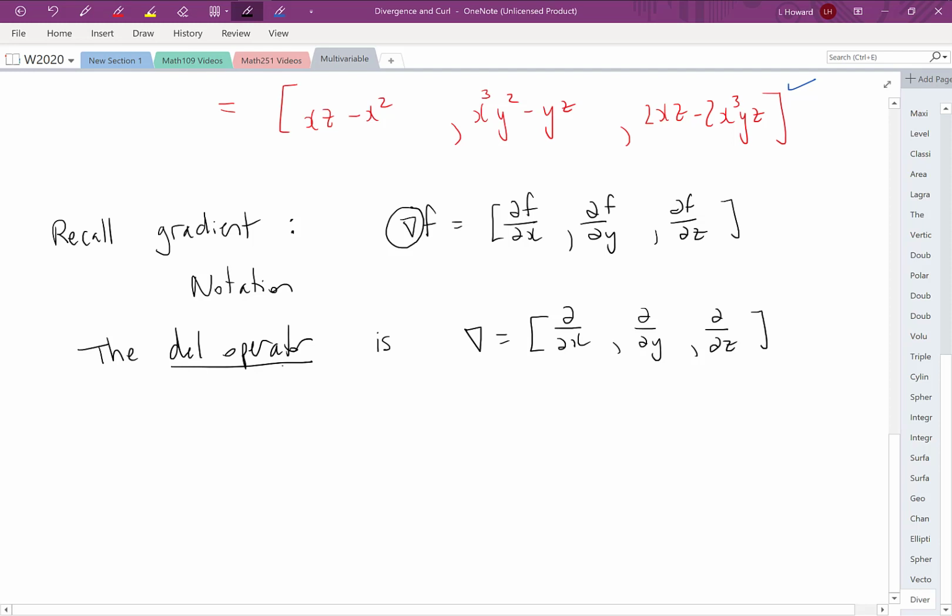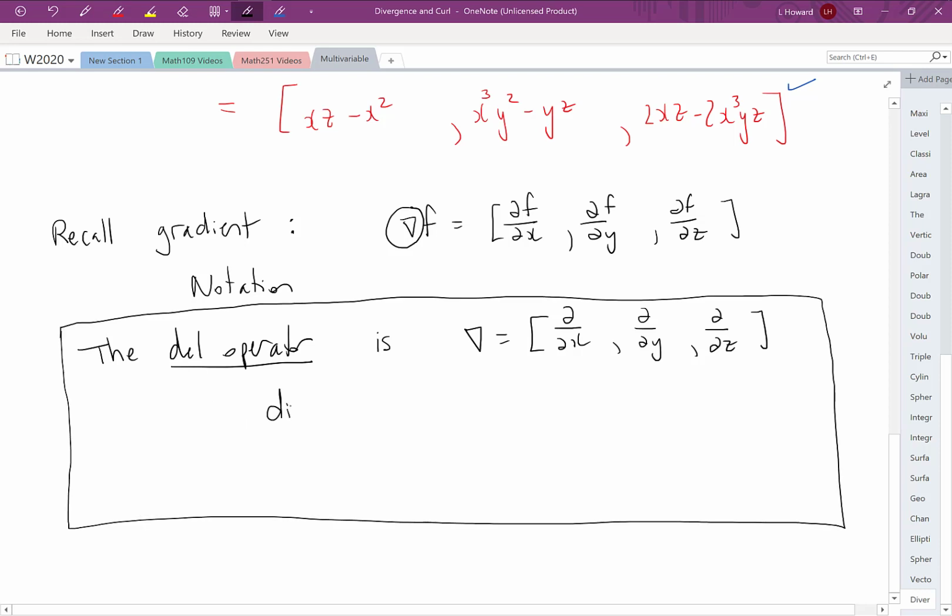The advantage of defining this del operator is then we have a quicker way of writing down the divergence and the curl. So if you want to talk about the divergence of a vector field, that can be written del dot f. So you're just taking this del operator and you're doing a dot product with your vector field. And that's going to let these different partial derivative operators act on the different components of f. Curl f can be written in a faster way as well.